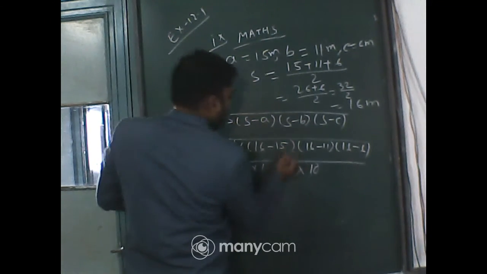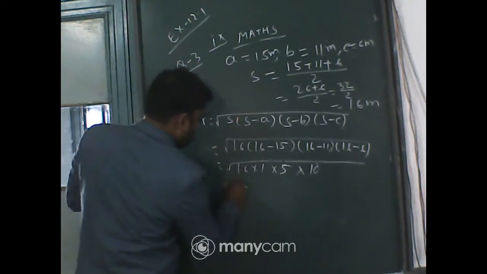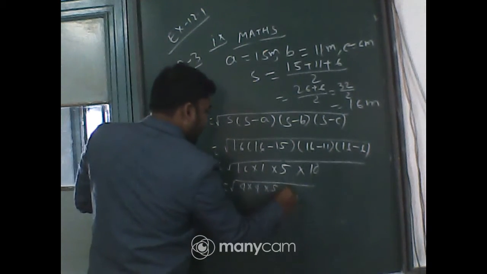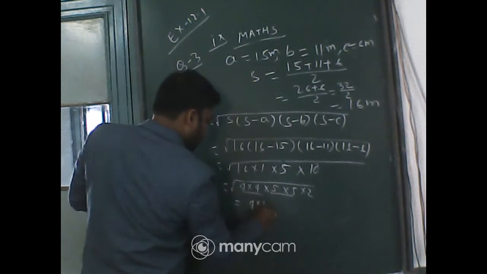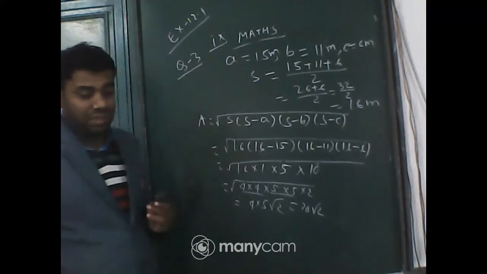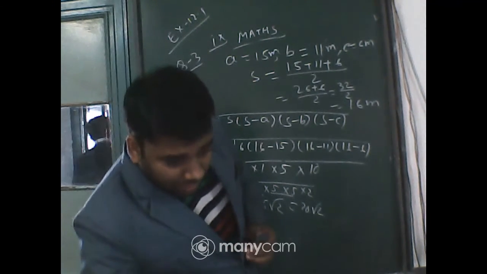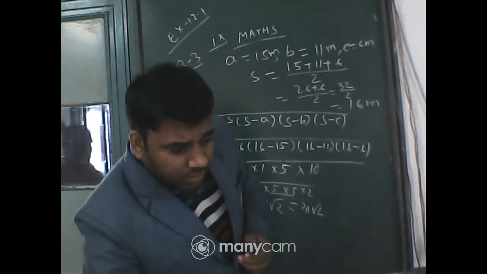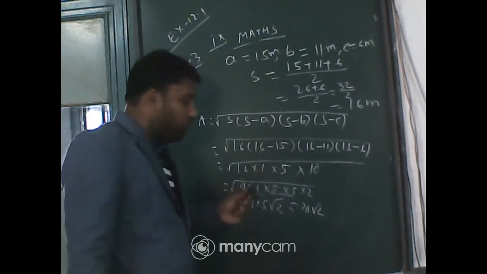16 into 1, into 5, into 10. 16 means 4 into 4, and 10 means 5 into 2. 4 out of root, and 5, 20 root 2. 20 root 2 is the answer. So what is the area of the triangular wall? That is 20 root 2 meter square.